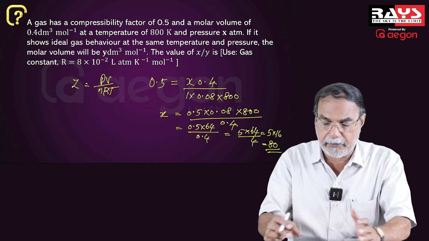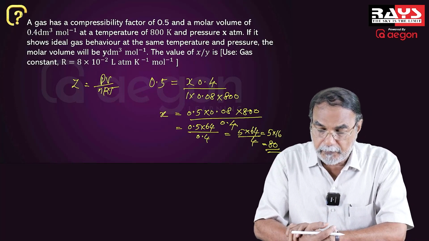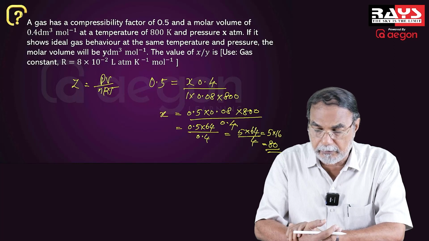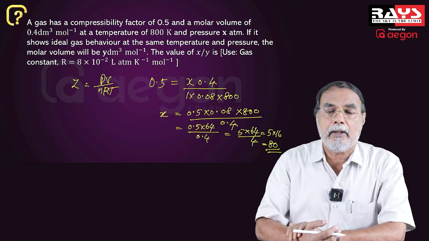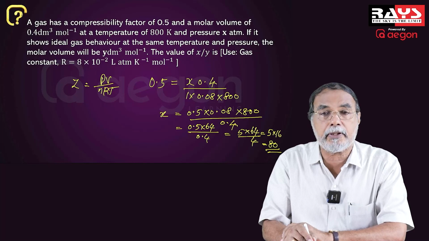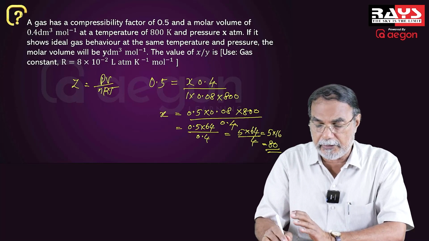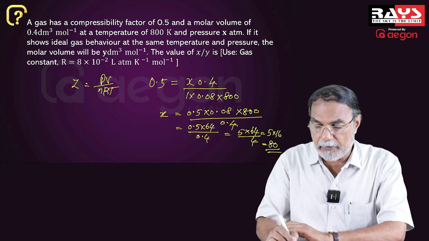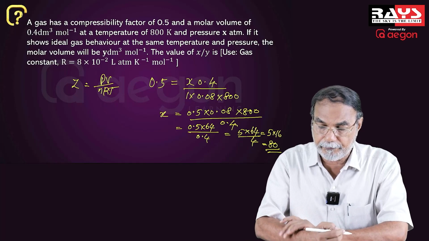From the first part of the problem, by solving the equation Z equal to PV by nRT, the values of Z and volume are given. So 0.5 is equal to X into 0.4 divided by 1 into 0.08. Actually, the liter atmosphere value is given as 8 into 10 raised to minus 2 only. That means we have to take it as 0.08 and the temperature is 800. It's easily solved and the value of X is obtained as 80.